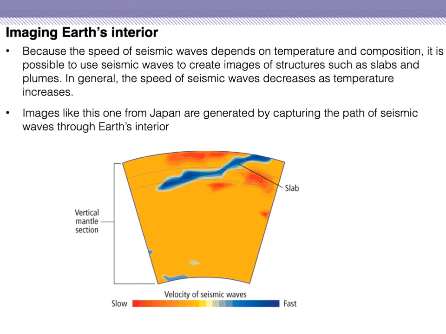Because the speed of seismic waves depends on the temperature and composition, it is possible to use seismic waves to create images of structures such as slabs and plumes. In general, the speed of seismic waves decreases as the temperature increases. Images like this one from Japan are generated by capturing the path of seismic waves through the Earth's interior.